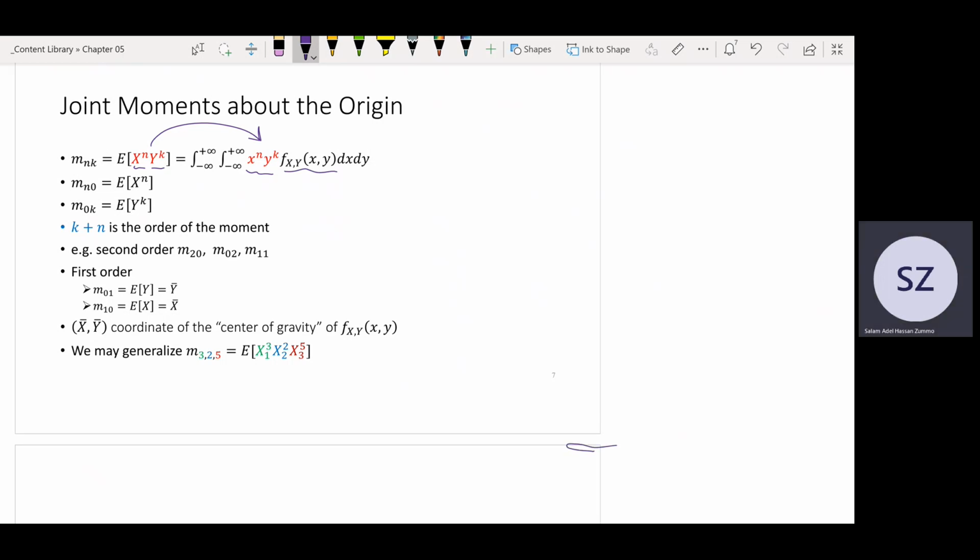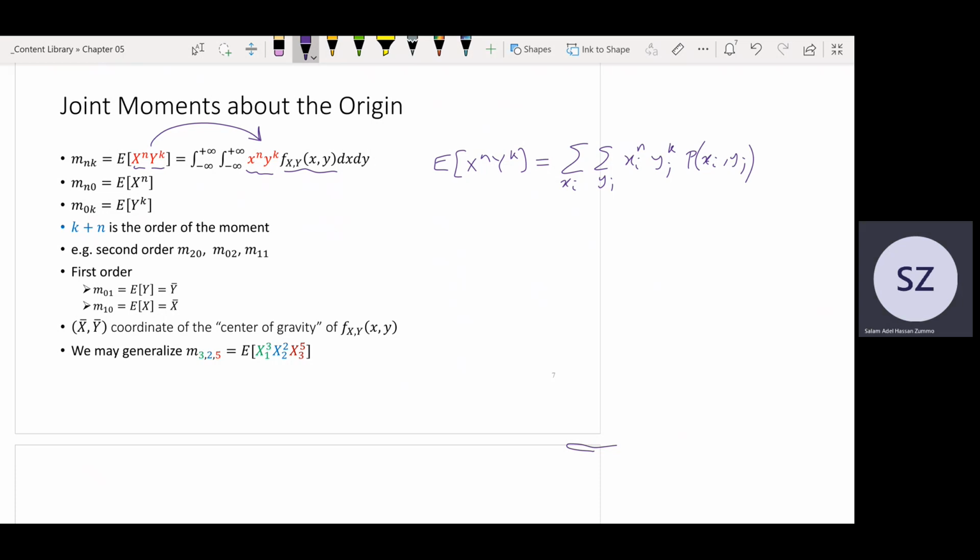Now, if you have a discrete case, what do you get? Summation again. If you have discrete, you have a summation over xi and a summation over yj, of xi to the power n, yj, every value to the power k, multiplied by the probability of xi, yj. You have discrete.